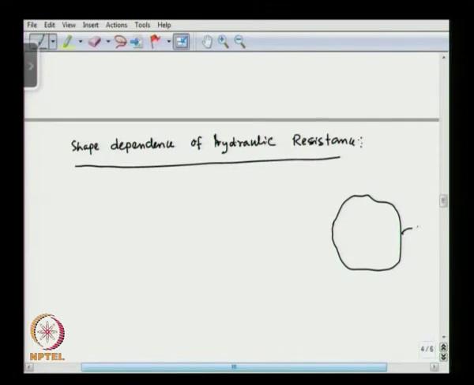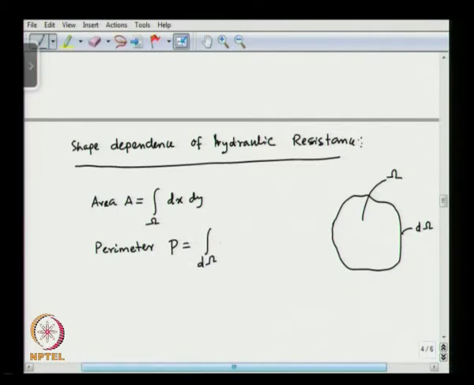Let this surface be d omega, and the inside cross sectional area is omega. Now the area A can be written as the integration of dx dy over omega using the Cartesian coordinate system. The perimeter P can be written as the integration of dl over d omega.